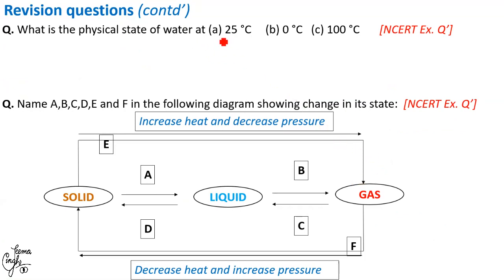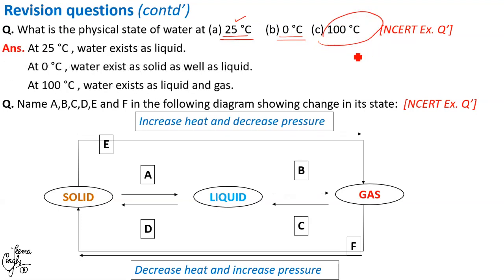What is the physical state of water at 25 degrees Celsius? At 25 degrees Celsius, water is going to exist in liquid state. At 0, it is the melting point, so solid and liquid state are going to coexist. This part we've already done. So here is the answer. Moving on to the next question. Name A, B, C, D, E and F in the following diagram showing change in its state. I will suggest, students, you can look at the states of matter triangle and complete this diagram.